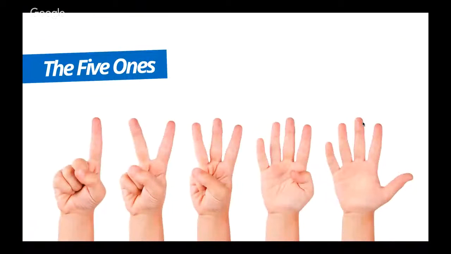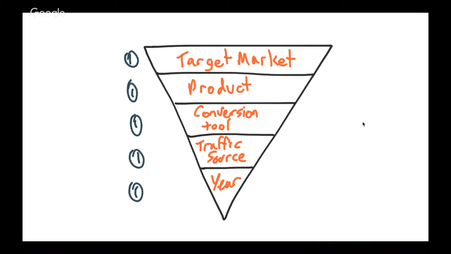So let me tell you about a principle called the 5 1s. This is something that my friend Taki Moore showed me a few years ago, and it has revolutionized a lot of my clients' businesses. The 5 1s go like this. Choose one target market. Have one product to offer to that target market. Have one conversion tool that converts prospects into clients. Choose one traffic source that draws those prospects in to your conversion tool, so it can convert them into clients. And you need to do all of this for one year.